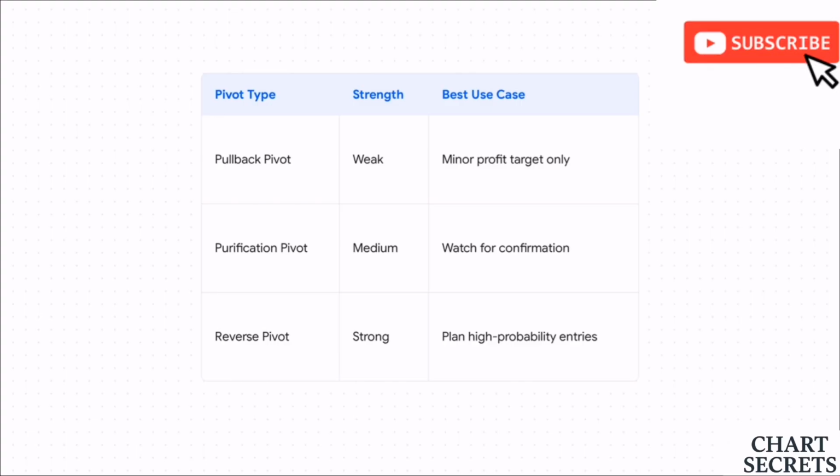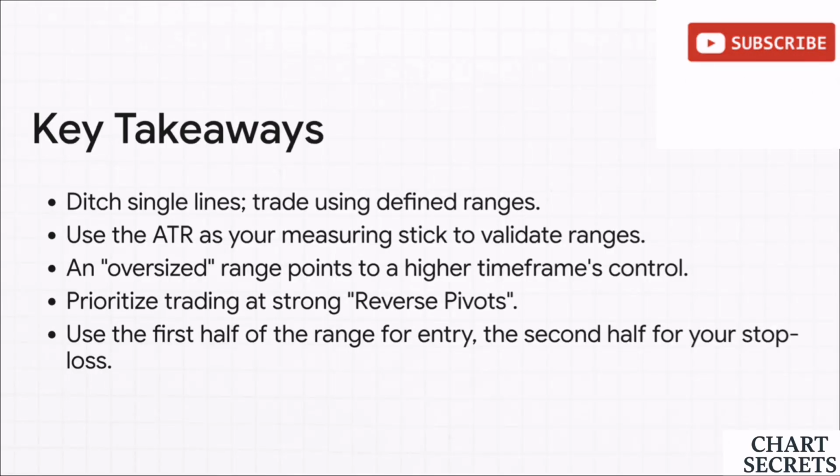But when you find that strong reverse pivot, that's your A-plus setup. That's where you should be planning your high probability entries. This simple classification just brings instant clarity to what you're seeing on the chart. All right, to wrap it all up, here are the absolute key takeaways.